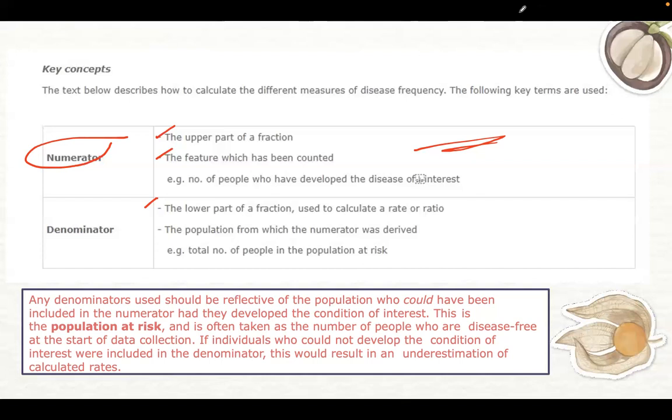So again, yung mga denominators po natin, they are also called the population at risk. However, they did not develop the disease of interest at the beginning of the collection of the data.